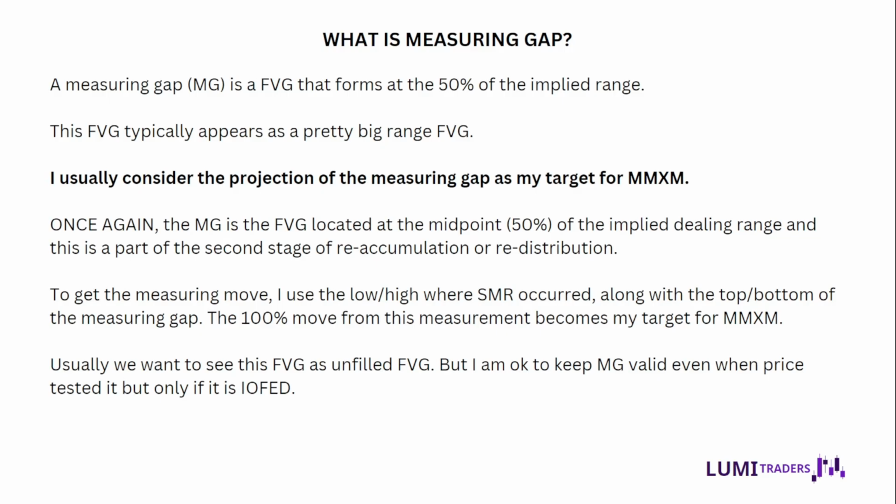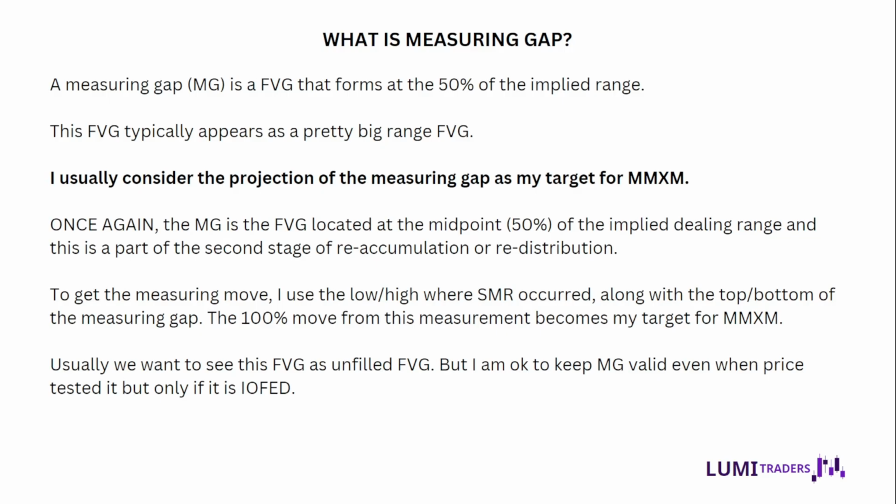I usually consider the projection of measuring gap as my target of market maker model. Exactly as we use for standard deviation, for example, based on manipulation leg. Once again, the measuring gap is a fair value gap located at the midpoint of implied dealing range. And this is a part of second stage of reaccumulation or redistribution. To get measuring move, I use the low, high, where smart money reversal occurred, right? Along with the top or bottom of the measuring gap, fair value gap. The 100% projected move from this measurement becomes my target for market maker model.